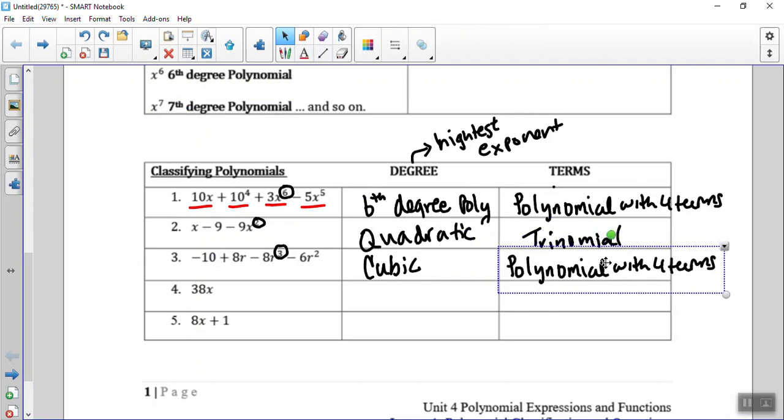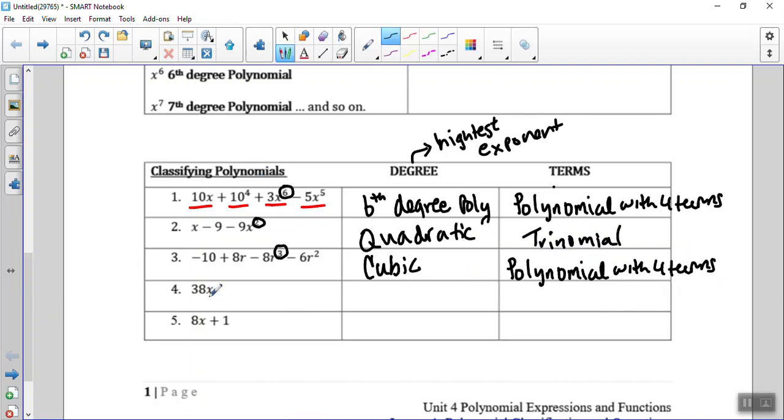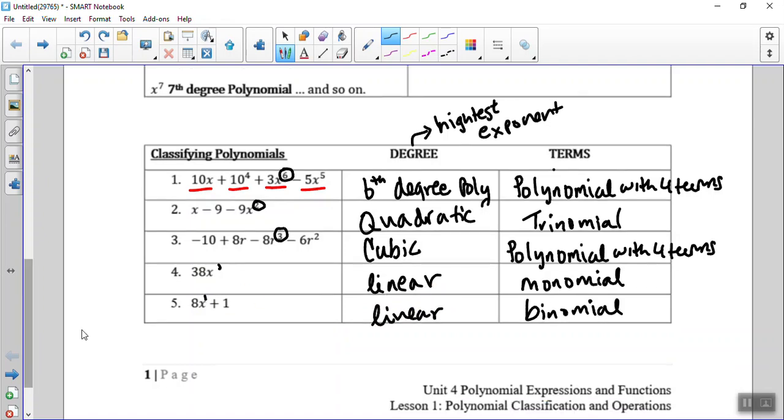So it is a polynomial with 4 terms. Over here you have x to the first power. Even though you don't write it, you know it's there. So we call this a linear, and it only has 1 term, so we call this a monomial. And then finally you have this one, you have 2 terms, so this is called a binomial, and it is also linear. Okay, all right, so that's that.